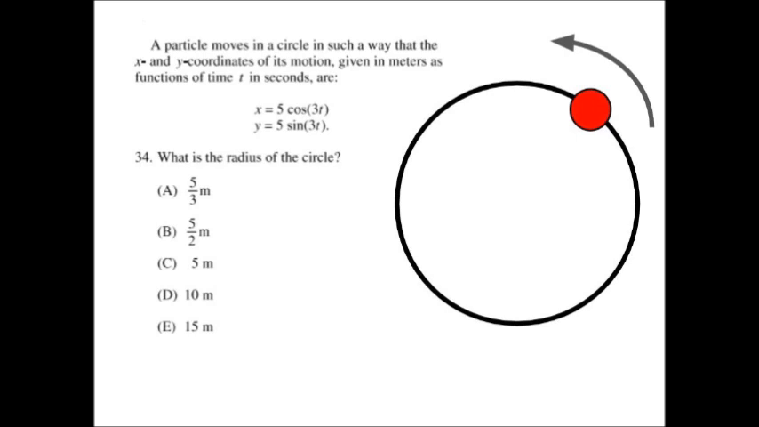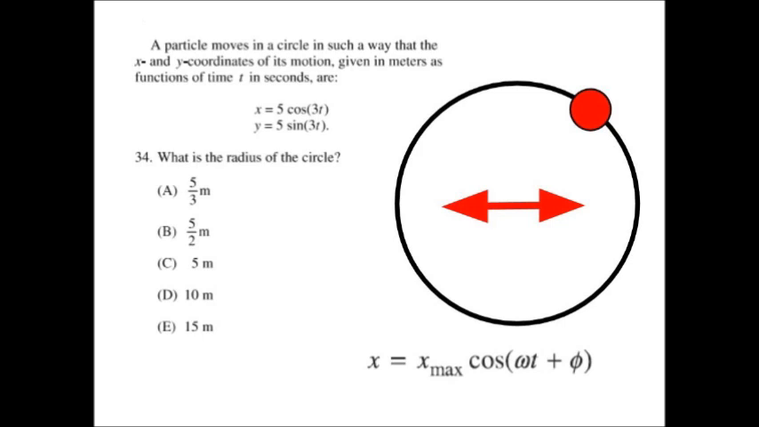Remember that circles and waves are connected with cosines and sines, so what are we saying here? That the horizontal displacement oscillates back and forth in a simple harmonic motion type of way, a cosine type of way, and the vertical displacement oscillates back and forth as well, and the amplitude of those oscillations are 5. The radius of the circle is 5 meters, C.